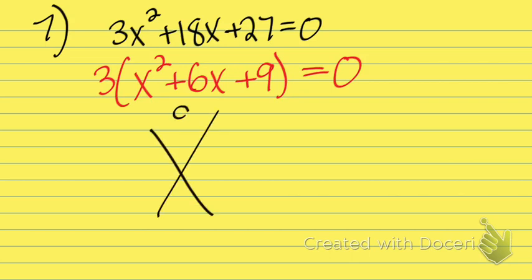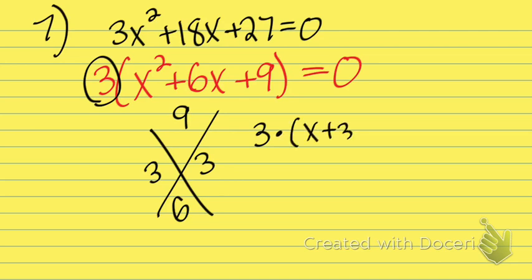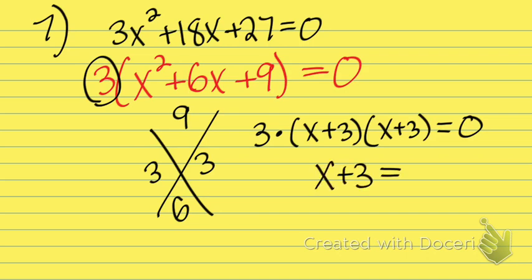When you factor, your c should go on the top, your b should go on the bottom. And now I'm thinking, what two values multiply to be 9 but add to be 6? That's going to be 3 and 3. I still have this 3 on the outside times x plus 3 times x plus 3 equals 0. This is where I set things equal to 0, only when I'm factoring. I'm going to set x plus 3 equal to 0.